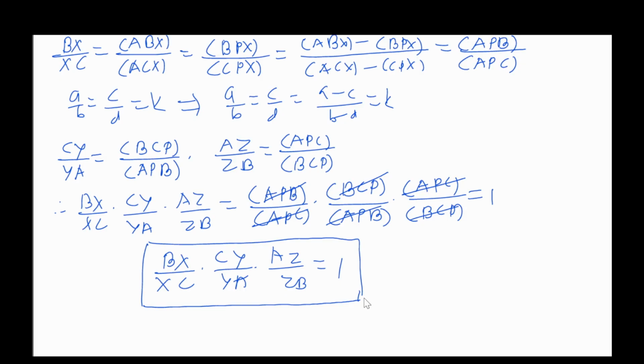So this condition must be satisfied by the three Cevians to be concurrent. Otherwise, they will not be concurrent. So once again, we go through the theorem. The theorem states that if AX, BY, CZ are three Cevians and if BX upon XC into CY upon YA into AZ upon ZB is equal to 1, then they are concurrent.